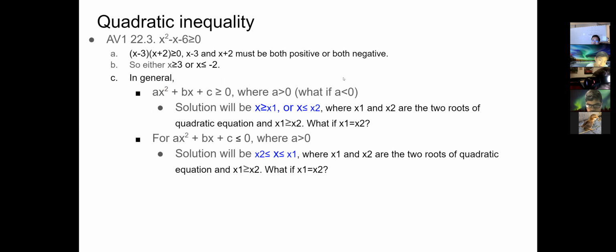This is exactly what we want to do. If A is less than 0, you make it -ax squared minus bx minus c less than 0. Now -a is a positive number, then you can use this rule.